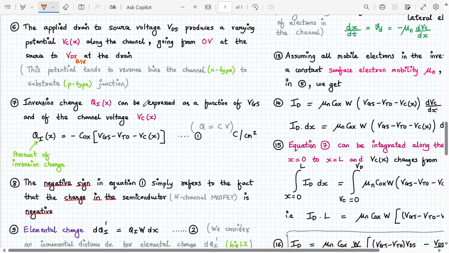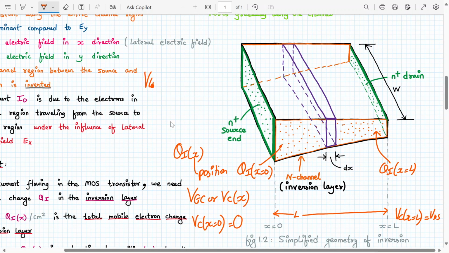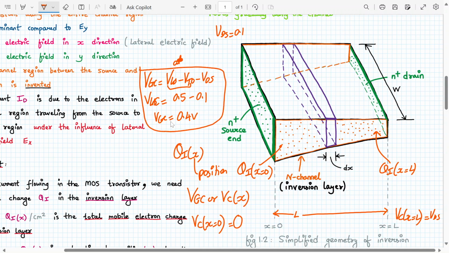Okay, so the inversion charge can be expressed as follows. Tell me, what was the formula for the inversion charge earlier? What was the VGC formula? VGS minus VTO minus, if VDS is 0.1, then minus VDS, right or no? If VGS minus VTO is 0.5, this will be 0.1 less, as we discussed yesterday. That is at the drain end, whereas at the source end it will be 0.5 only, because VDS is 0. At the source end it would have been VGS minus VTO, which is 0.5 only. That's why we have written that at x equal to 0, channel voltage is 0. Remember, the channel voltage and VGC voltage which we discussed yesterday are one and the same.